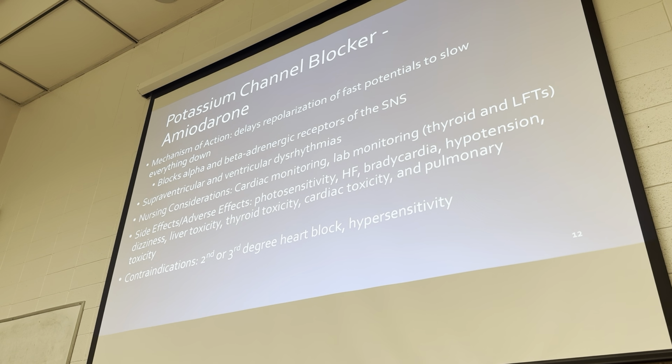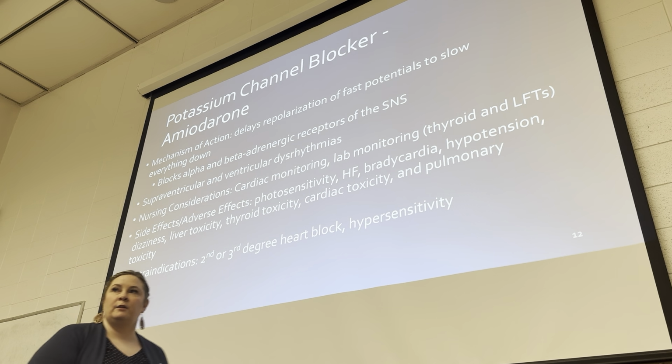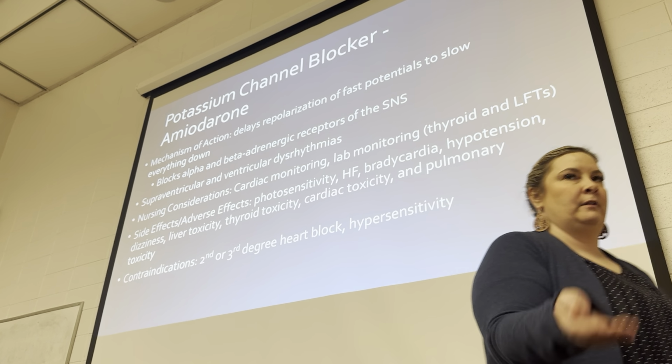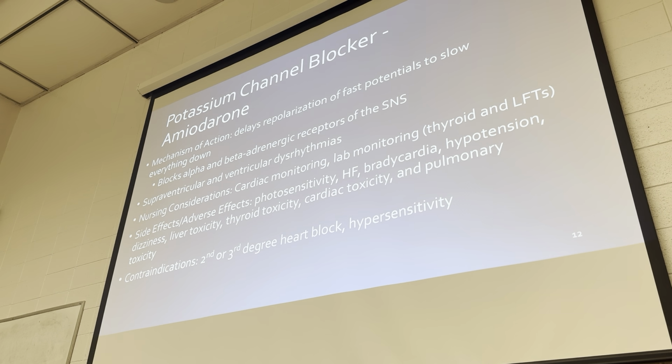So our potassium channel blockers. Amiodarone is one of our very popular antidysrhythmics. Okay, you will see this one used a lot if you end up either doing your clinicals or you end up working in an area that has a lot of cardiac patients, because again, it's very, very popular.